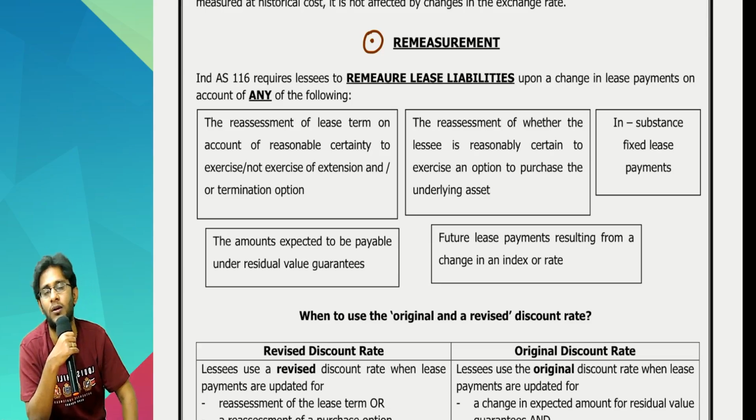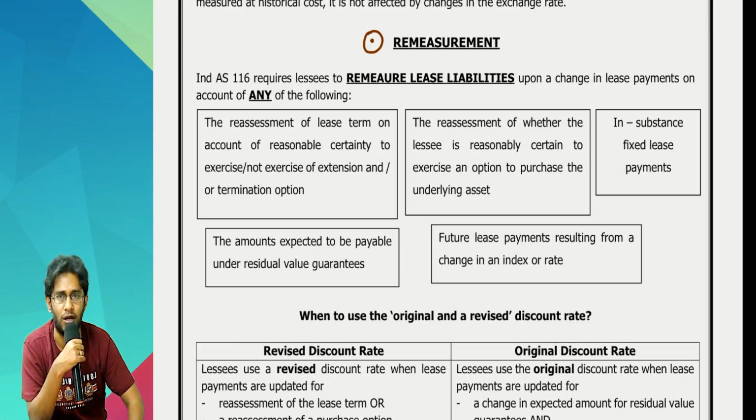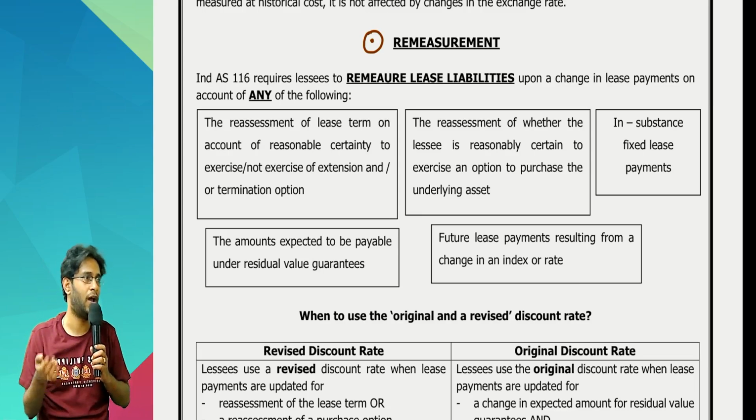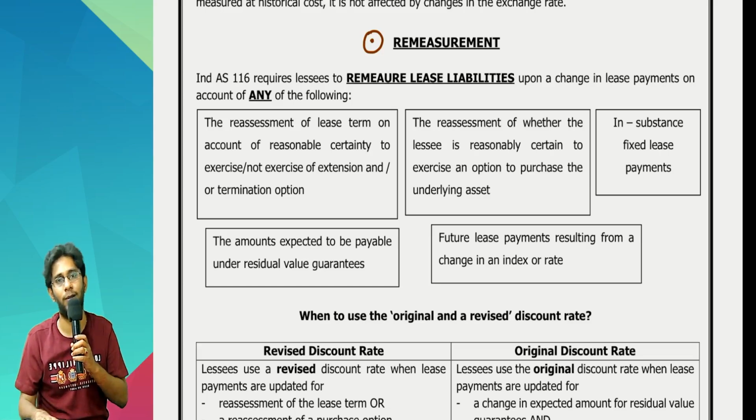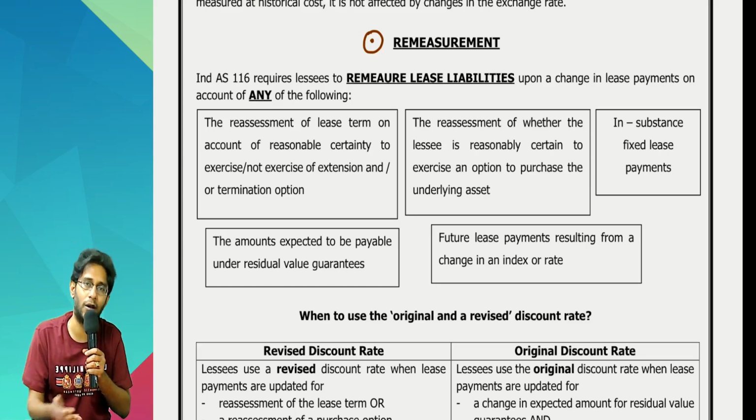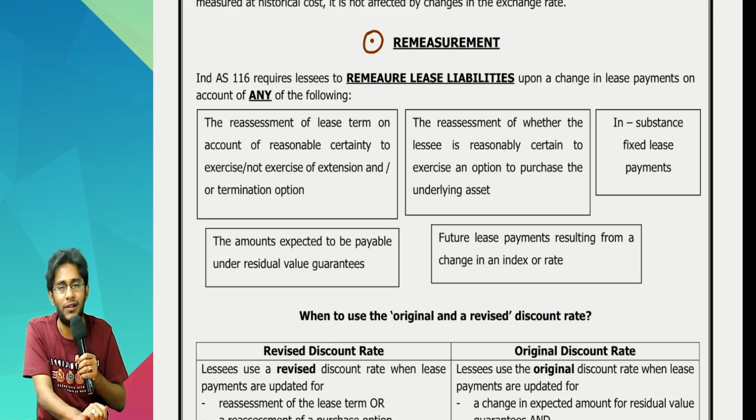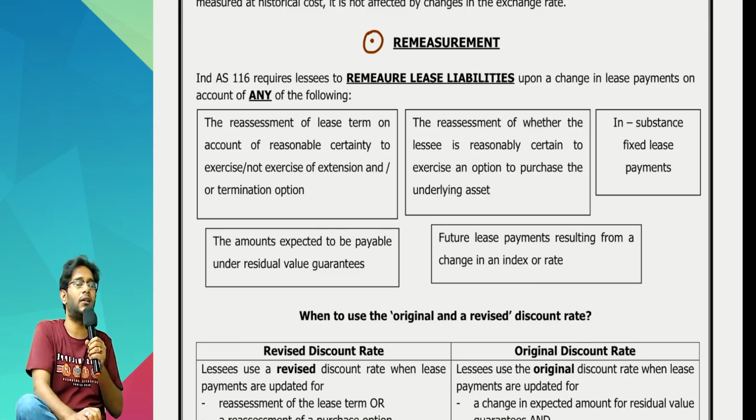Tell me, all these things we are talking about now, are they not something in the nature of change in estimates? Something similar to change in estimate. I thought that I will extend, but now I don't want to extend. I thought that I wouldn't buy, now I want to buy. I thought that I will not terminate, now I want to terminate. They are all basically something in the nature of change in estimates. Do you feel that they are modifications?